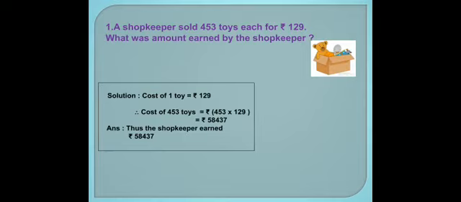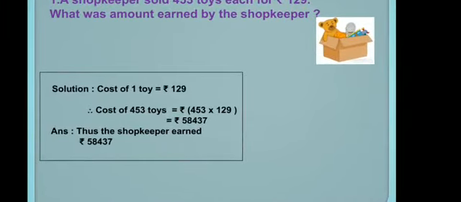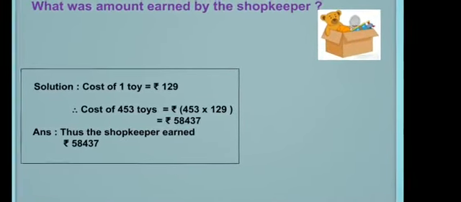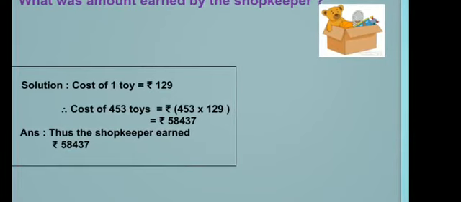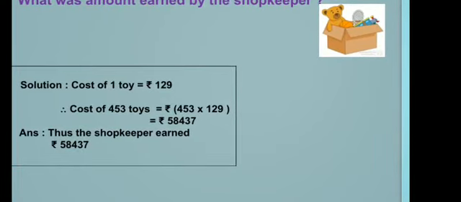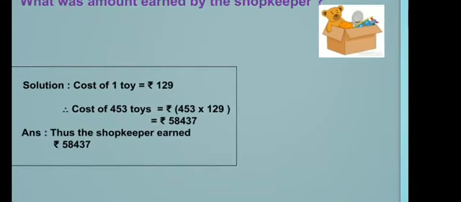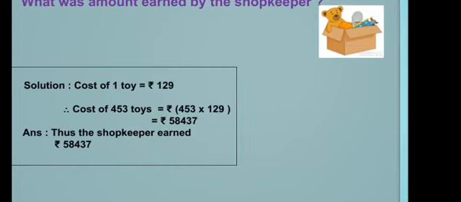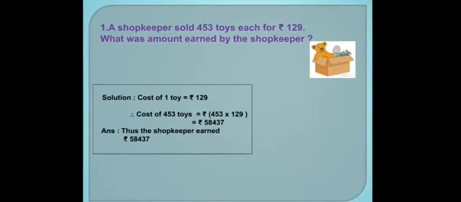Here is our solution. First we have to write the statement for the word problem. So cost of one toy is equal to rupees 129. Therefore cost of 453 toys is equal to rupees 453 multiplied by 129. So the answer is rupees 58,437.